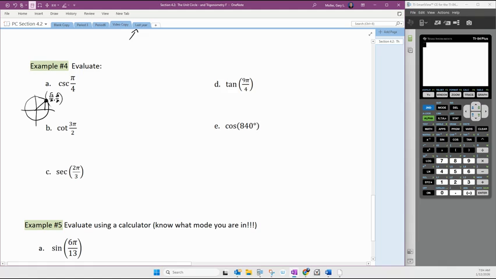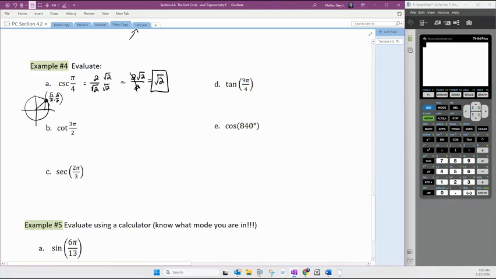Cosecant is the reciprocal of sine. Sine is the y value. So this is going to be the reciprocal of 2 over root 2. So once again, this is a little obnoxious because 2 over root 2 needs to now be rationalized. And so I'm going to multiply by root 2 over root 2, which gives me 2 root 2 over 2, or just root 2.